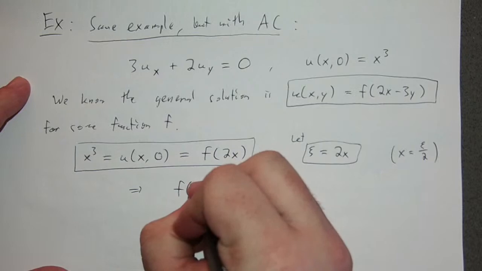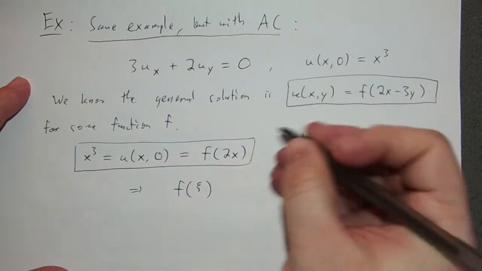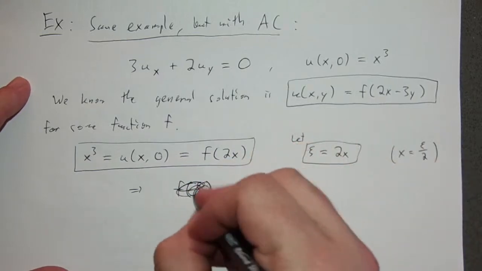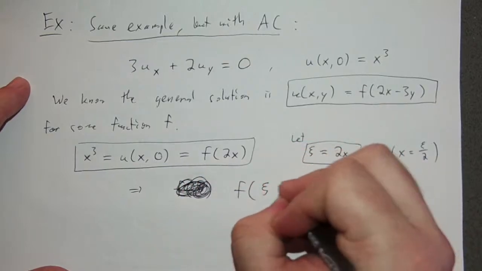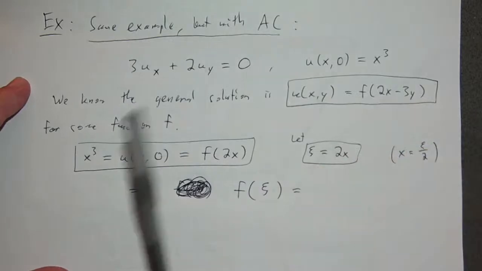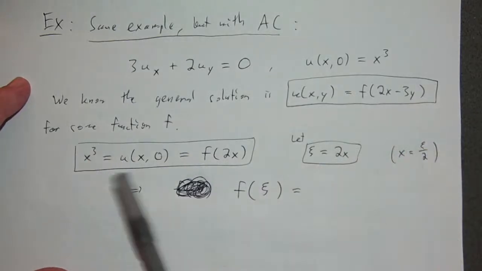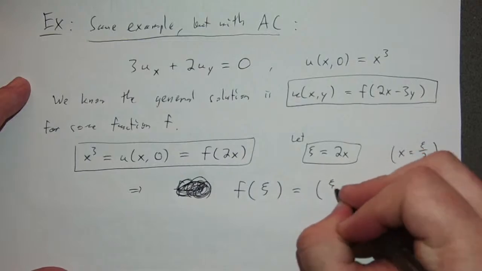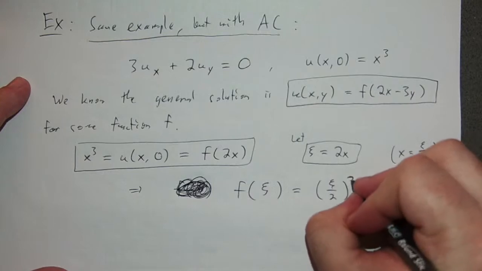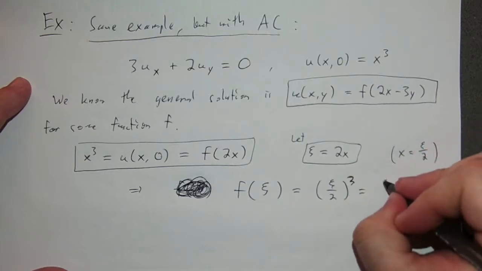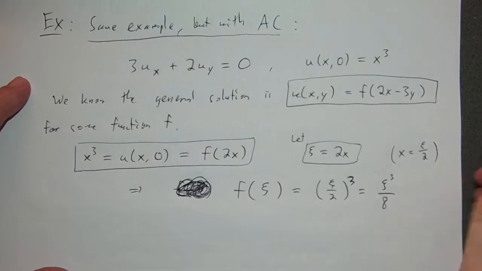All right. So then f of c, so we'll say f of c. If x is c over 2, then this would be c over 2 cubed, which is, oh, sorry, not squared, cubed. So this would be c cubed over 8.